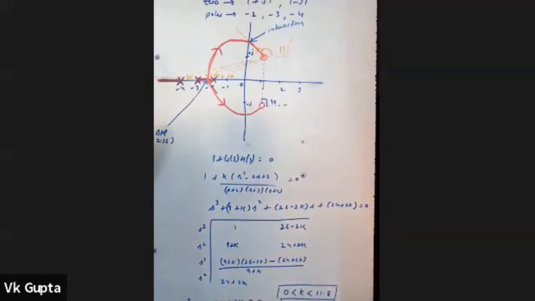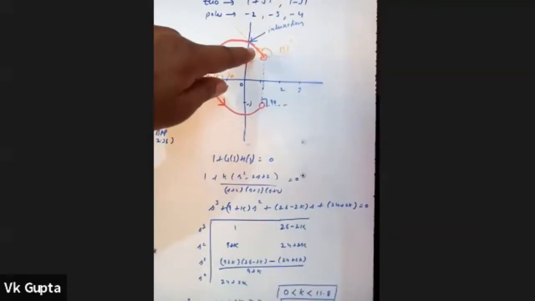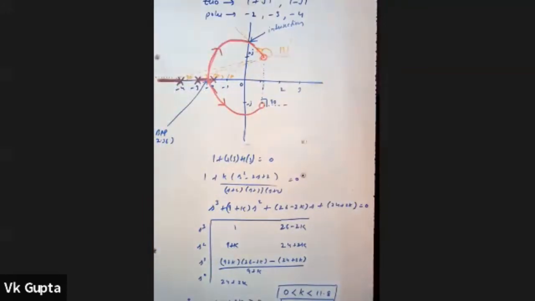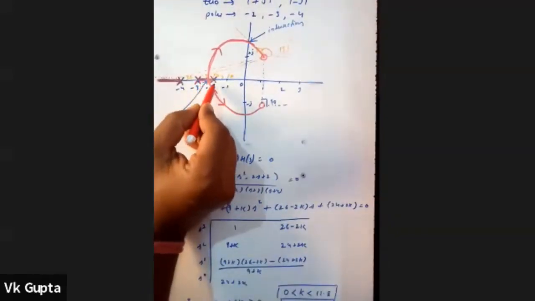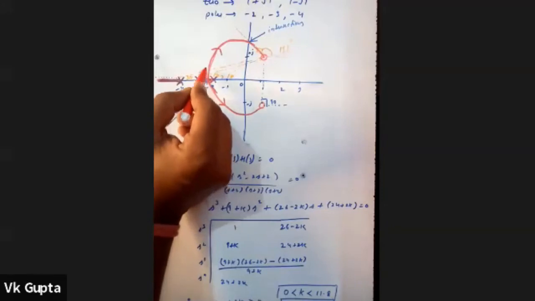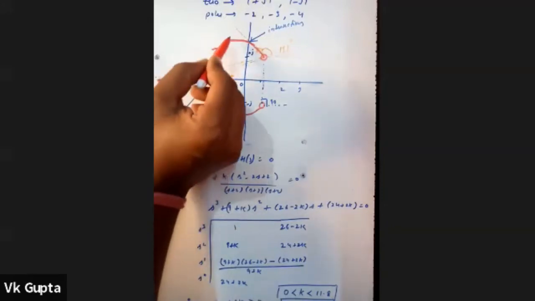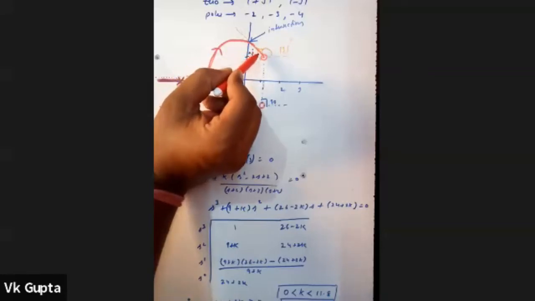Now you can see our angle of arrival is exactly matching with the intersection point. And these two branches will start at -2 and -3. They will come up to the breakaway point. One will go up, one will go down in such a way that it will pass through the intersection point at an angle of 133 degrees and it arrives at zero.